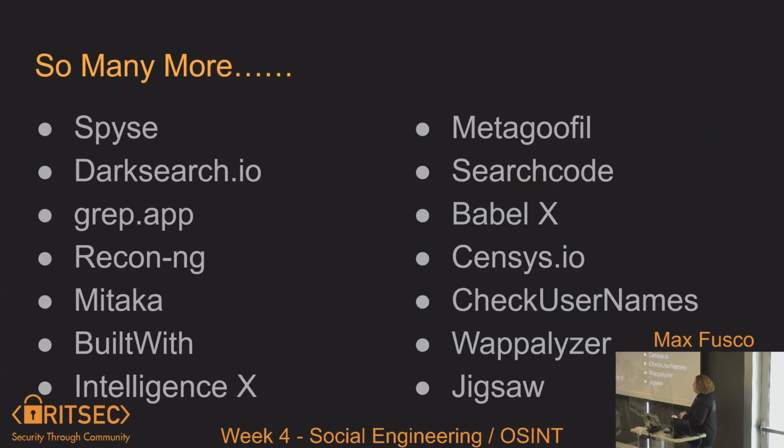So there's a lot more than this. Spice, DarkSearch.io, grep.app, Recon-ng, Maltego alternatives, BuiltWith, Intelligence X, Metagoofil, searchcode, BabelX, Censys, Check Usernames, Wappalyzer, and Jigsaw. I haven't really been able to play with all of these, but I've seen them on a lot of different websites and never heard anything bad about them, so I'm assuming they're pretty good. Some of these are independent tools, and stuff like Censys, grep.app, and darksearch.io are just websites you use to get some information. Very cool.